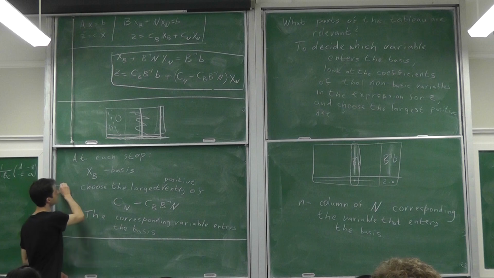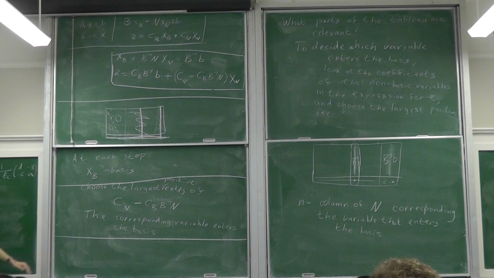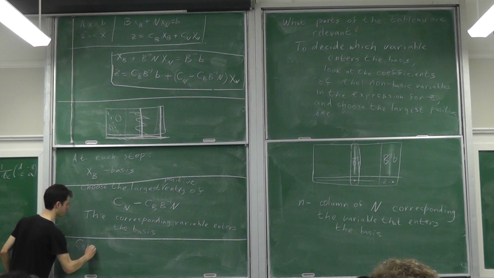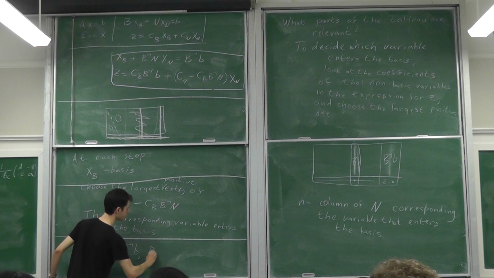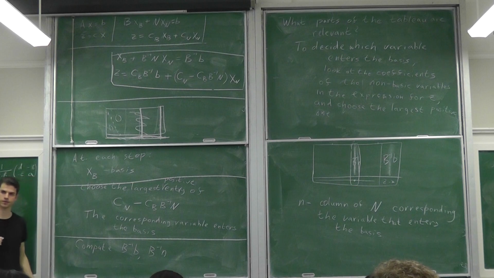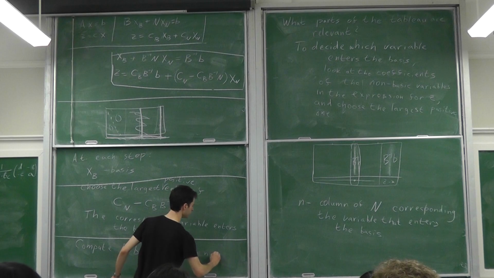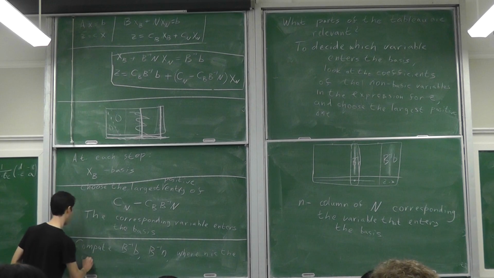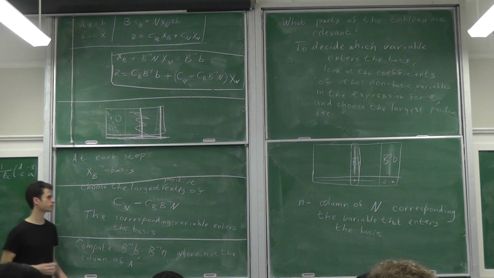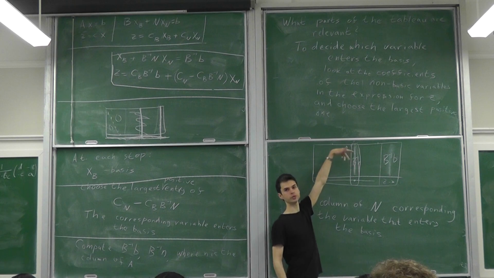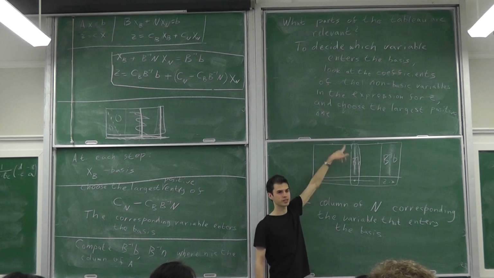So let's go back to this algorithm. Next step is to compute two things, B inverse B and B inverse times n, where n is the column of the original matrix which corresponds to the coefficients of the variable that enters.